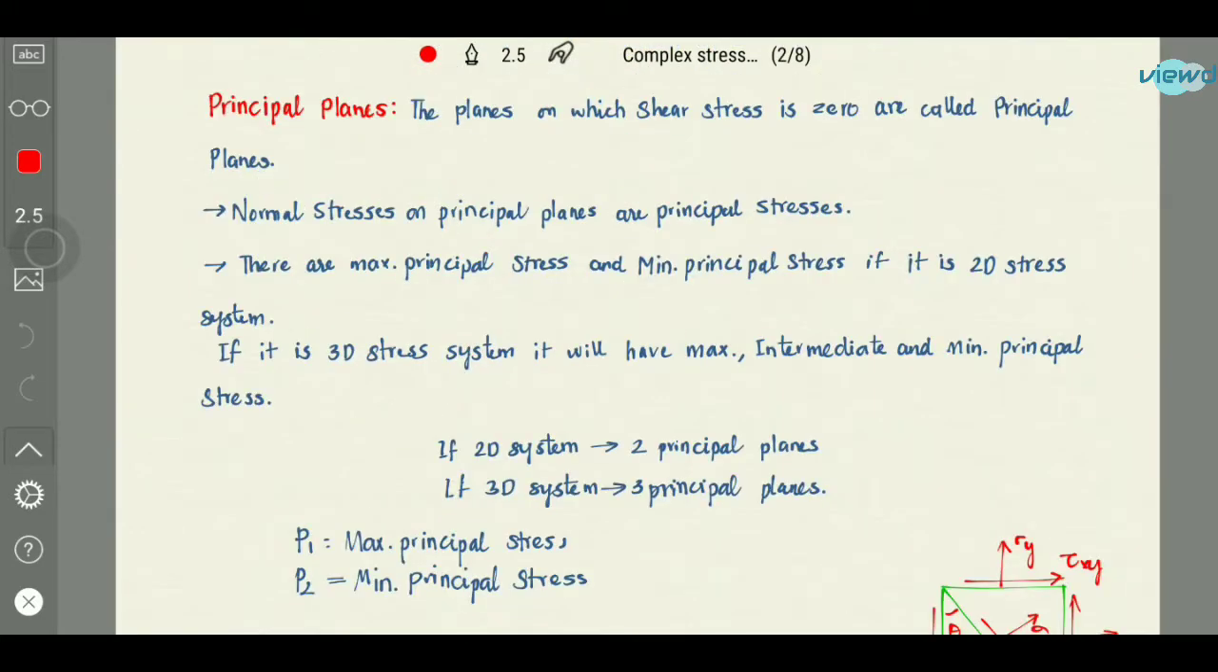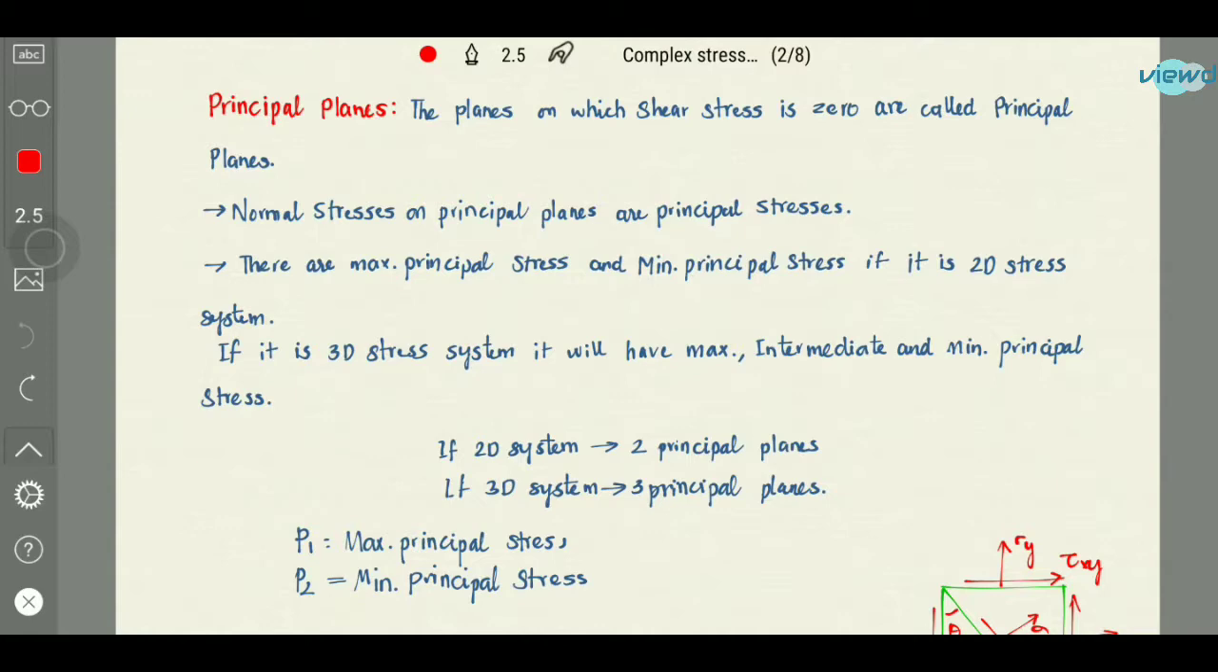And next is principal planes. What are principal planes? If you consider any oblique plane, at some point the shear stress will be 0, and that plane is called a principal plane. The planes on which shear stress is 0 are called principal planes. And how to find this principal plane, let us see. Normal stresses on a principal plane are principal stresses. The plane on which shear stress is 0 is called a principal plane, and the normal stresses on that principal plane are called principal stresses.